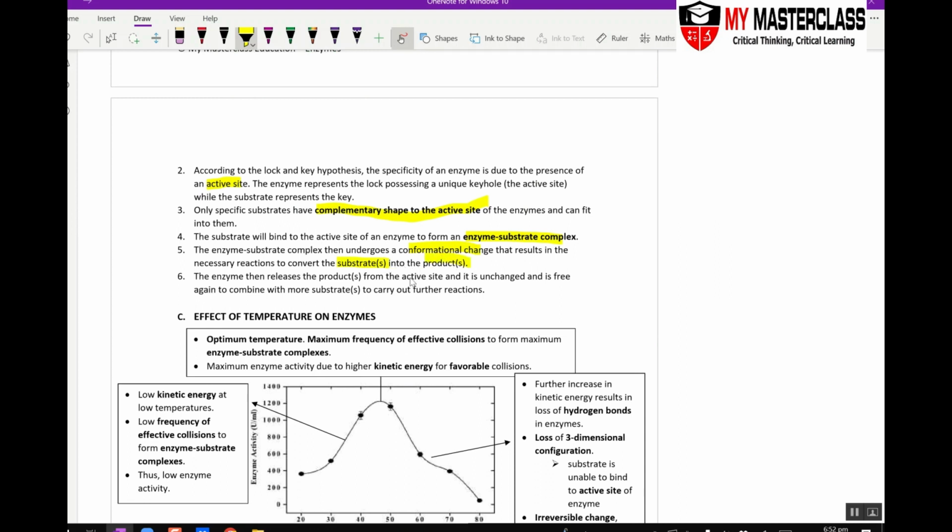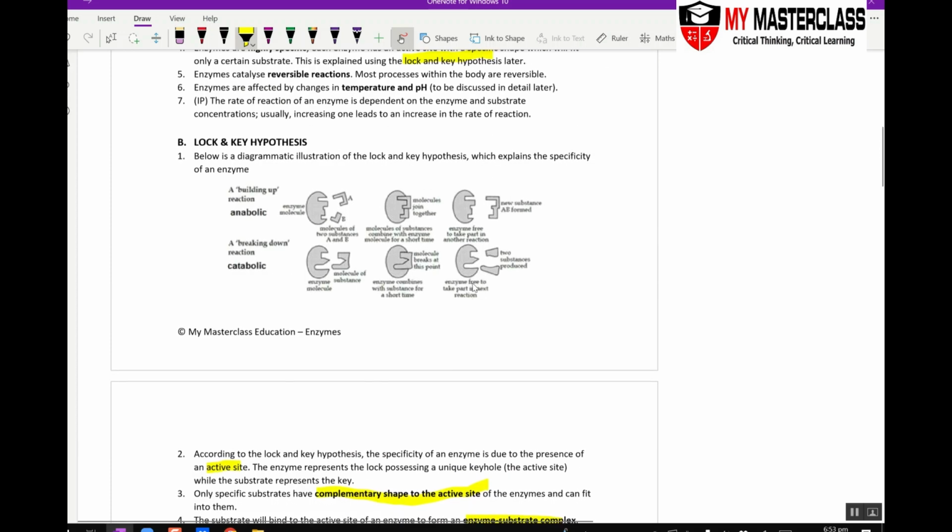Okay, so once the products are released, the active site will go through another change, and then subsequently it will carry out further reactions. Slight change, not a major change, because in order to bind these two together, there is a slight conformational change, or to separate this one. To bind these two, there must be a slight change to ensure that the bonds are formed between the new substances.